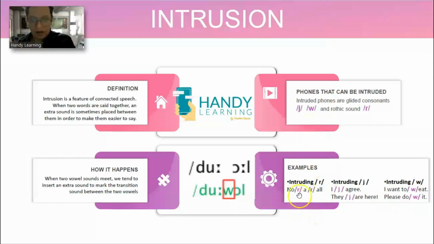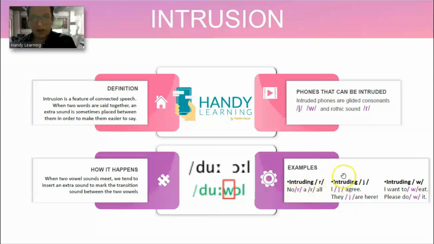For example, the first sentence is "not at all". I'm just saying word by word, not at all. But when we pronounce them, we say "not-r-at all". Therefore, this is called rhotic intrusion, because the sound for the letter r is intruding here between not and at. So it will be intruding there to say not at all. Then it becomes an intruded rhotic example.